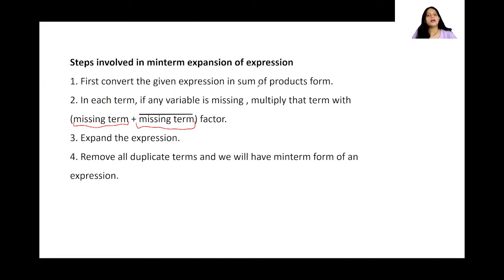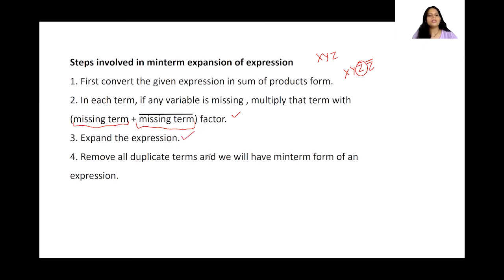Once we convert the expression into sum of products, then we are going to see which are the missing terms. Suppose there is an expression where we know that the variables are x, y, z, and if there is only x, y, then what is missing here? Z is missing. So we are going to multiply that missing term as well as the complement of that missing term. That is what this point is saying.